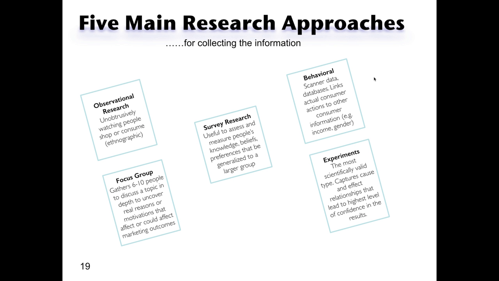Now, experiments are considered to be the most scientifically valid type of research. Experiments are, I would say, 99.9% of the time, quantitative in nature. And the reason for that is experiments rely on more complex statistical analysis. And what experiments are looking for are the cause and effect relationships. And they will yield a high level of confidence in the results because of the experimental design.